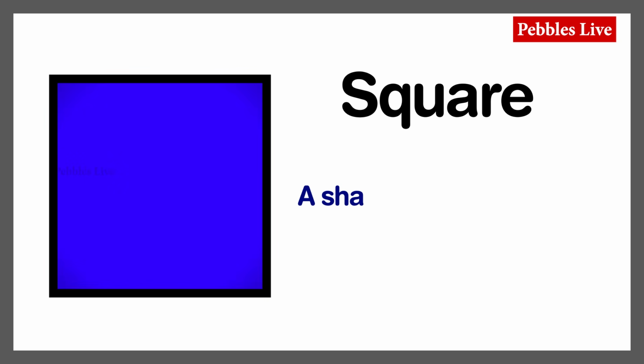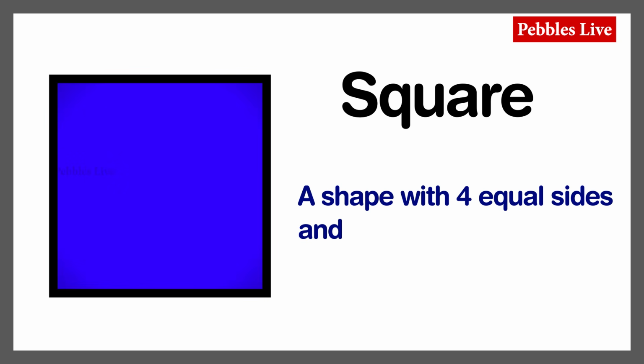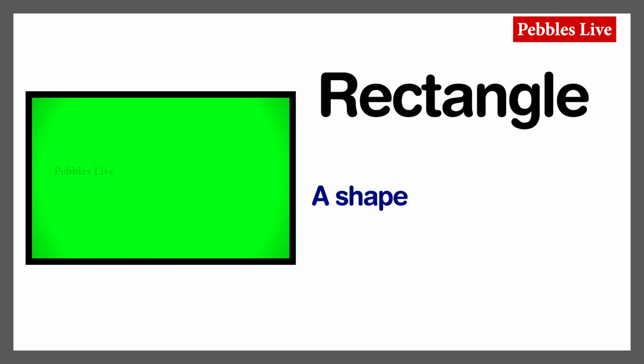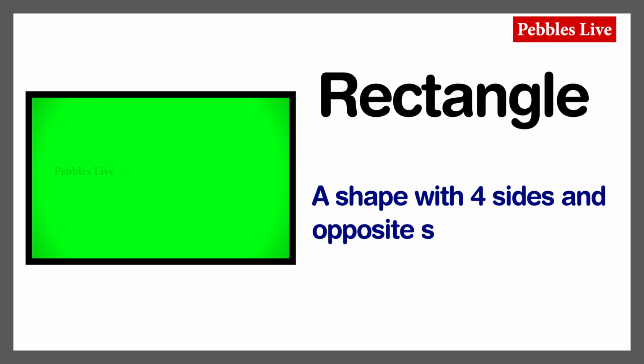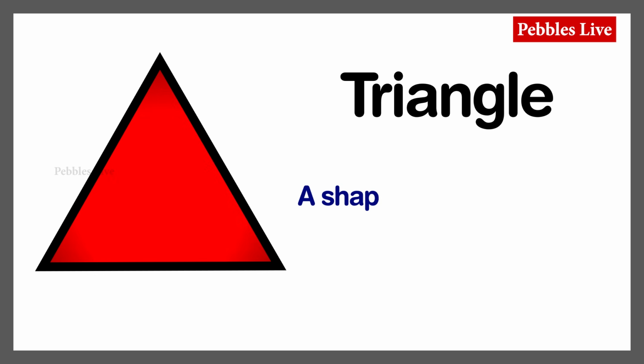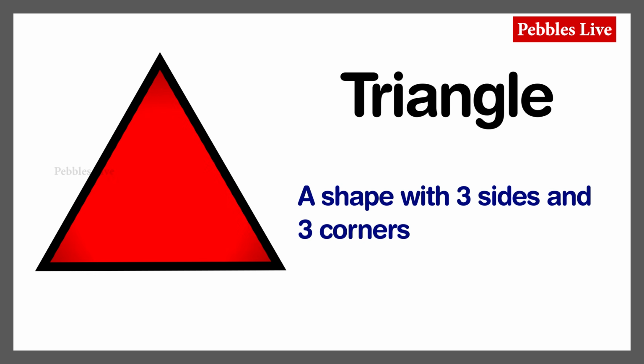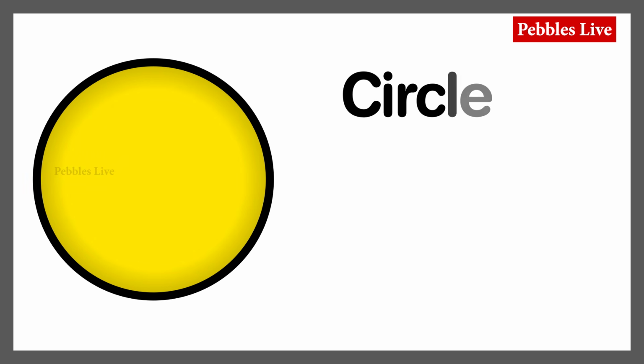Square, a shape with four equal sides and four corners. Rectangle, a shape with four sides and opposite sides are equal. Triangle, a shape with three sides and three corners. Circle, a round shape with no corners.